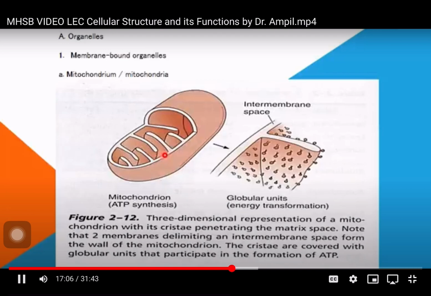And then you have a space, the intermembrane space. Note that the inner membrane layer is thrown into infoldings called cristae that increase the surface area of the mitochondrium. And within the mitochondrium, you have your mitochondrial matrix containing DNA, RNA, and mitochondrial enzymes. Now, the mitochondrium is the source of energy of the cells. And sometimes it's known as the powerhouse of the cells.